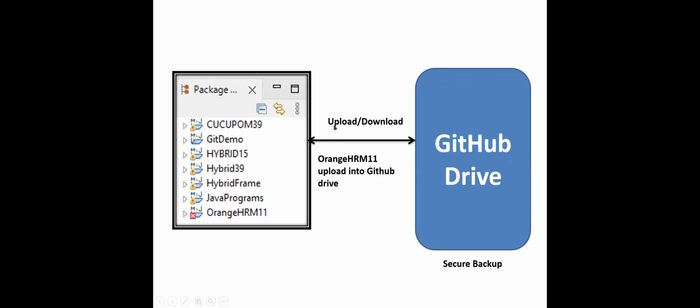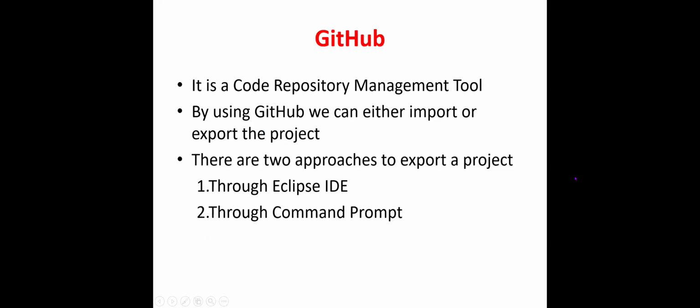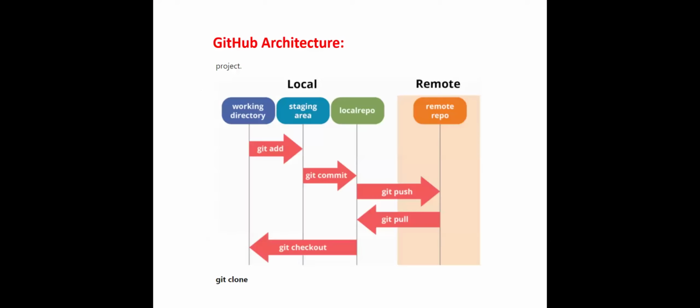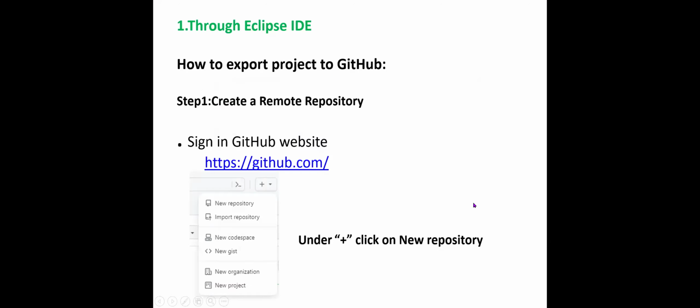So GitHub is a repository management tool where we can upload and download projects. It's a code repository management tool. By using GitHub, we can either import or export the project. There are two approaches to export the project, through Eclipse IDE and through command prompt. Just now we are seeing everything through Eclipse IDE. The second process, command prompt, we can discuss in tomorrow's class. These are GitHub commands we can discuss in tomorrow's class.